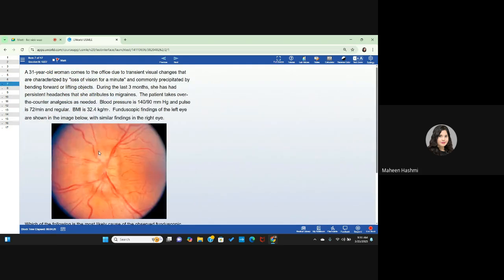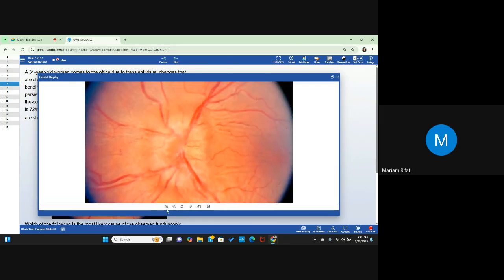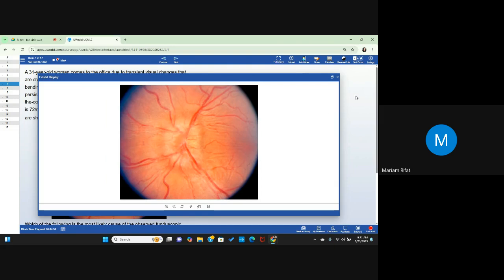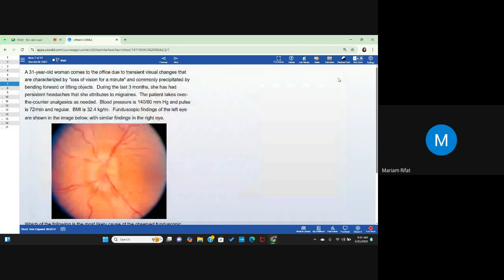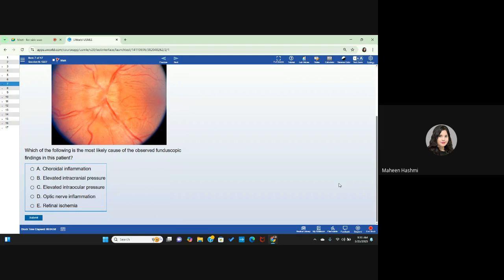All right. What's this? Papilledema, optic disc swelling as well as blurring at the margins. Okay, let us see. Transient visual changes, loss of vision for a minute. During the past 3 months, she has had persistent headaches that she attributes to migraines, blood pressure, BMI. Very classic finding of idiopathic intracranial hypertension. So we know that it has papilledema as well. I told you guys this. What's the answer? Elevated intracranial pressure.